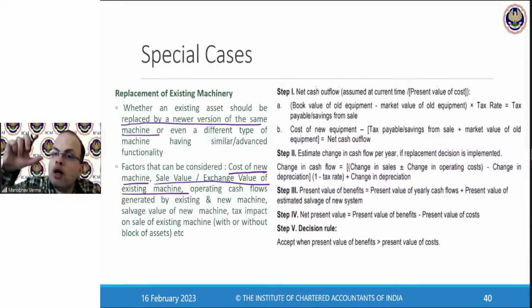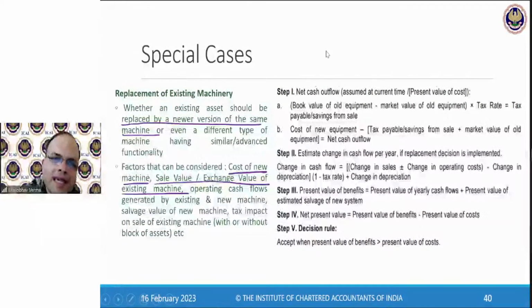You will also compare the existing cash flows and the new cash flows. So operating cash flows from existing and new machine, salvage value of the new machine, what you will get at the end, tax impact. Now, remember that we talk about the tax impact on gain or loss in terms of keeping the block of assets in mind. So you can see, just for your reference, guys, there are steps mentioned herein.